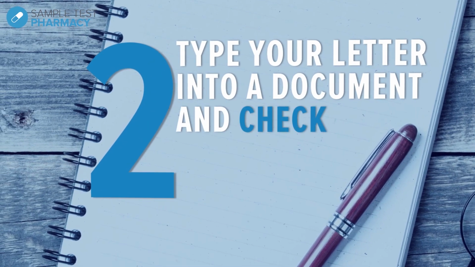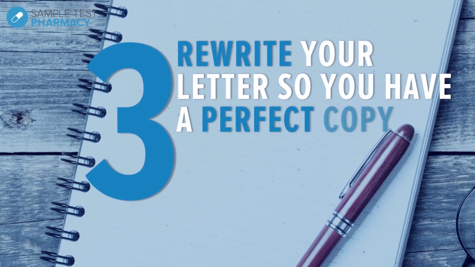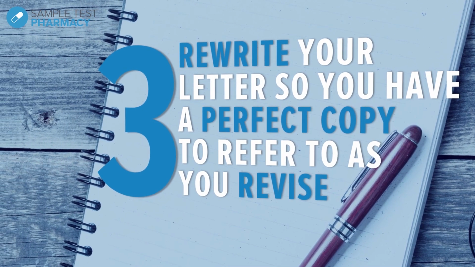and critically decide which statement is the best match for your writing. Type your letter into a document and check your language and grammar by using free tools such as Grammarly or spell checker grammar functions built into your word processing software. Notice the mistakes that are picked up and use them to create your own checklist of common errors to learn from. Rewrite your letter so you have a perfect copy to refer to as you revise. If you keep looking at your original letter with the mistakes in it, you are training your brain to remember the mistakes. Having a perfect copy to revise from will help improve the accuracy of your writing.